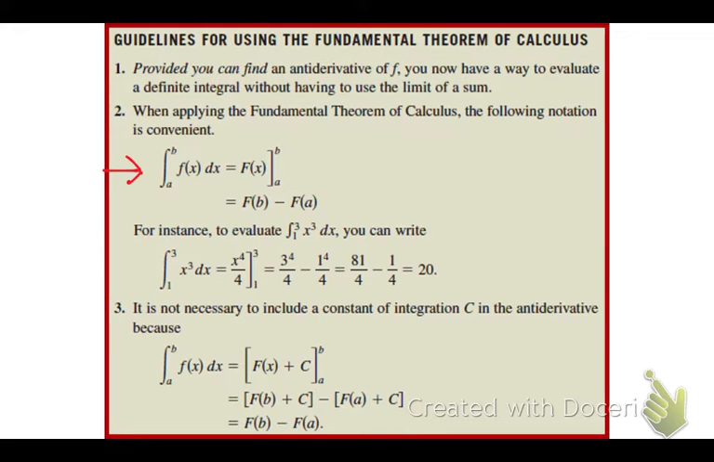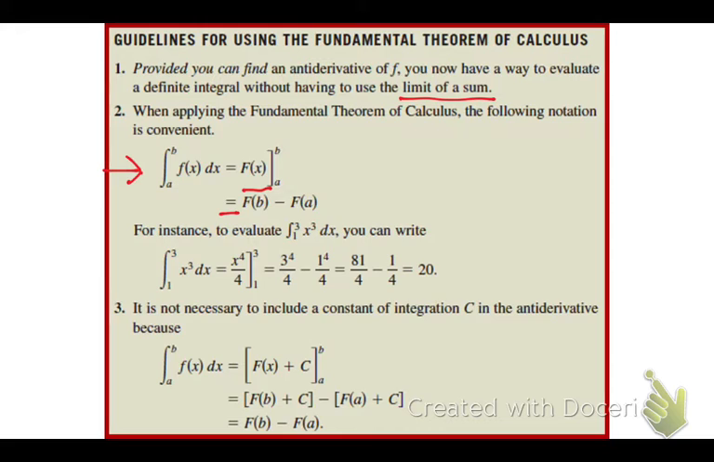Okay, here are the guidelines. If you want to write them out really detailed, they are in your book, or you could go back and watch this. Number 1, provided you can find the antiderivative or the integral of f, you have a way to evaluate the definite integral without having to use the limit or the sum. That's what we were using in 4.3. We don't want to do that again. We'll have to do it for the test, but we don't want to keep doing it. So this is the method. We find the integral, and then we go from a to b. We write it like this, and then we plug it in.